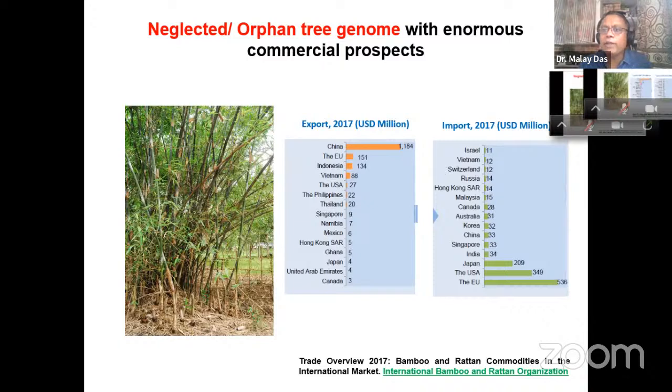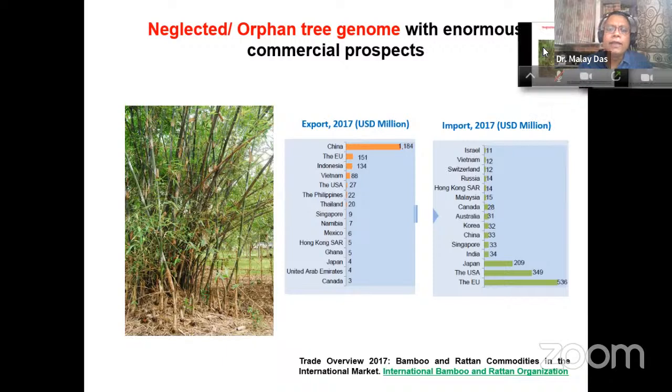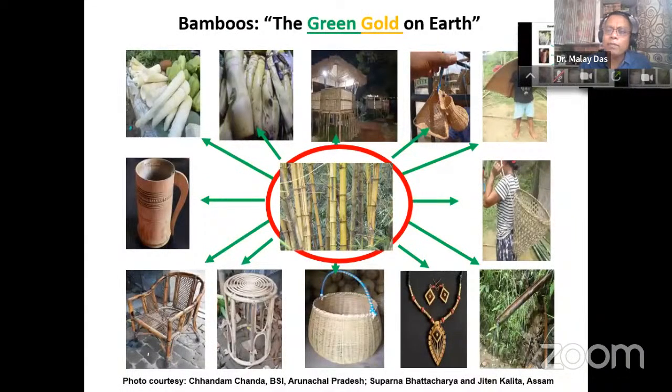This data is quite old, around 2017, but as you see, in terms of both export and import in all different countries, we are talking about millions of dollars, and that graph is drastically increasing with time. So that is why it is very important now to understand the biology of this plant. And why is it important?